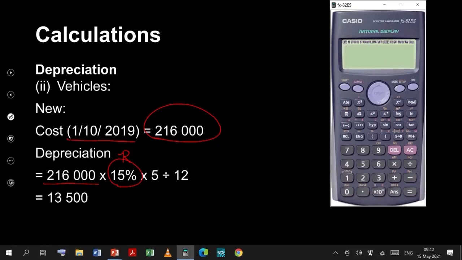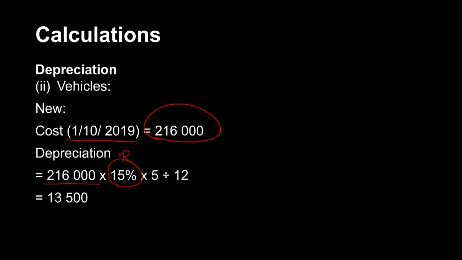Okay, let's do that calculation. Here we go. So we say 216,000 times the 15%, which is my rate of depreciation, times 5 divided by 12, and there we go. We get a figure of 13,500. 13,500 is my depreciation on my new vehicle.